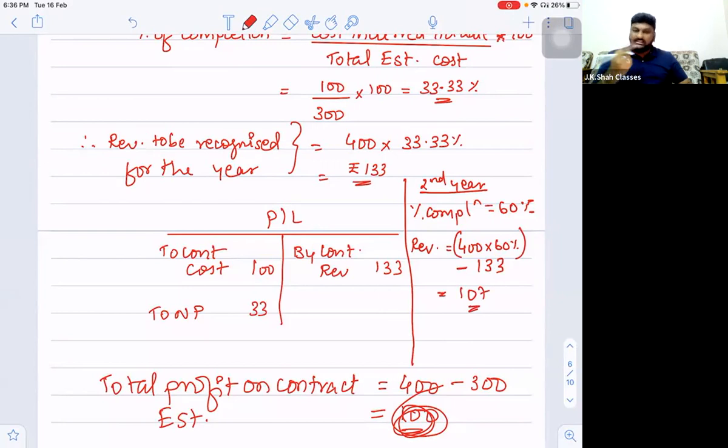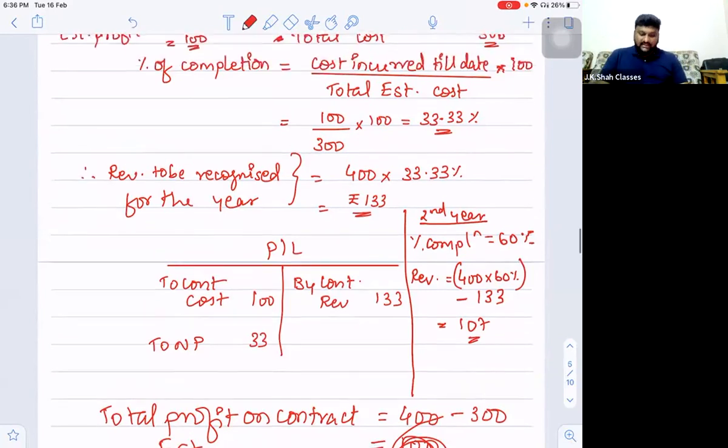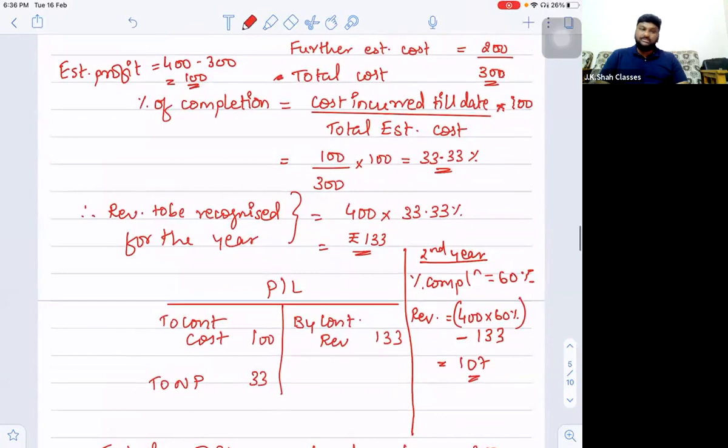And whatever cost in the second year you have incurred, say 80 rupees cost you have incurred, 80 rupees debited to P&L, 107 credited to P&L, difference 27 rupees profit to be shown in the second year. So this is how technically the percentage of completion is applied.